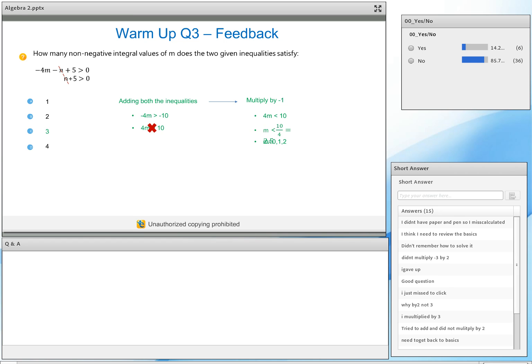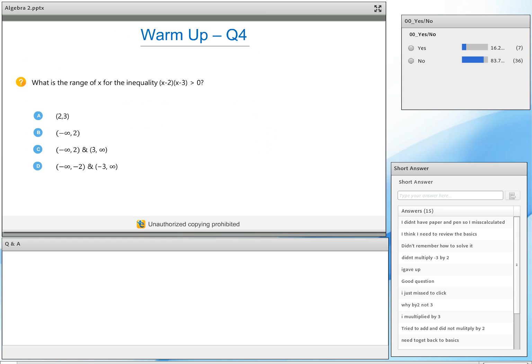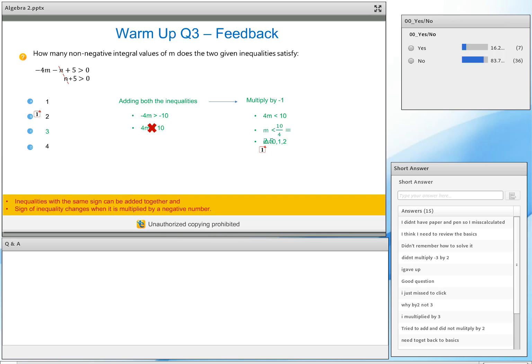What you get is m is less than 10 by 4, and I apologize for that little mess up of the fonts there. And what you get is that m is less than 2.5. Now, what are all the non-negative integral values of m that make sure that m is less than 2.5? It is 0, 1, and 2. Okay. Is everyone clear with this?